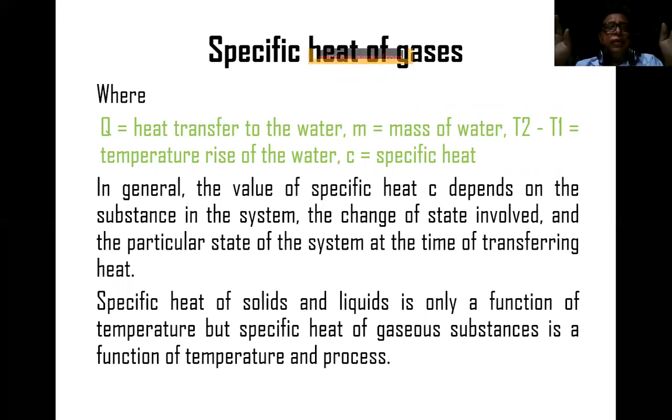In general, the value of specific heat C depends on the substance in the system, the change of state involved, and the particular state of the system at the time of transferring heat. What will happen in the system at that particular time of transferring heat.